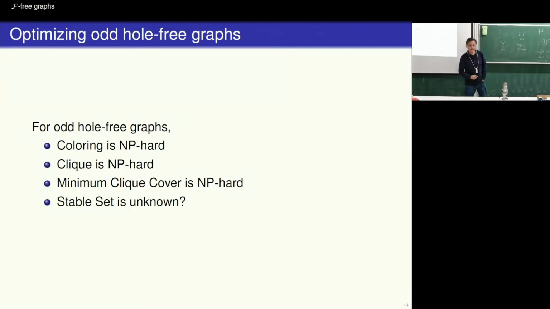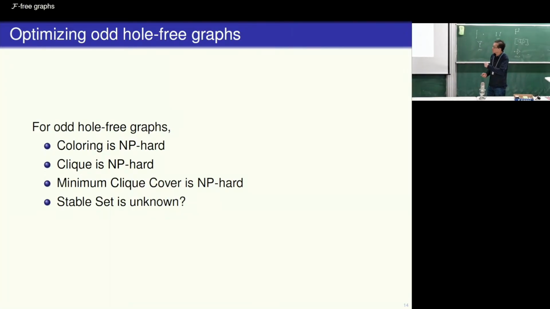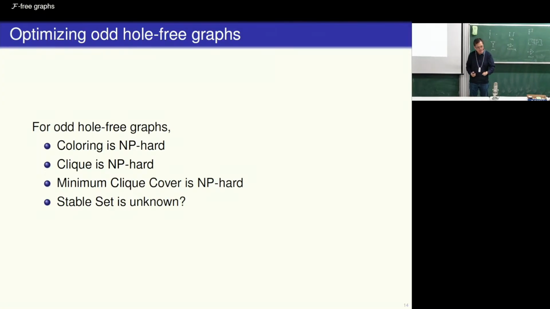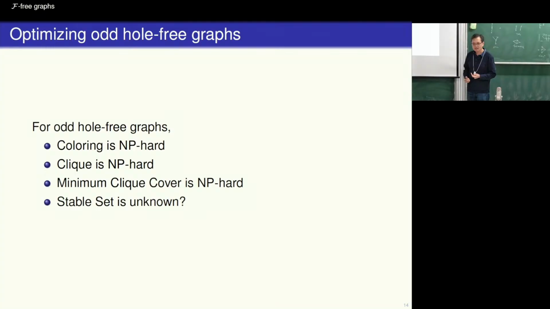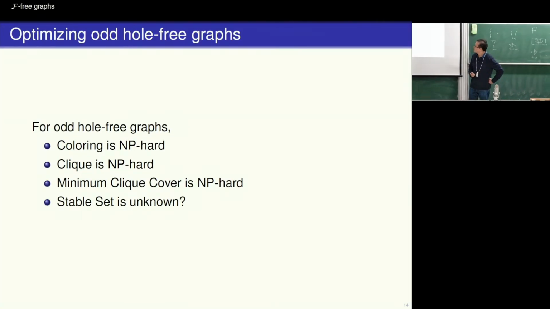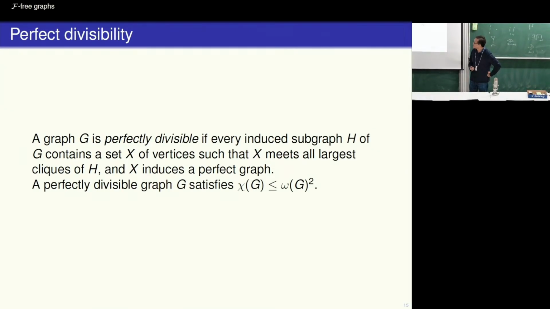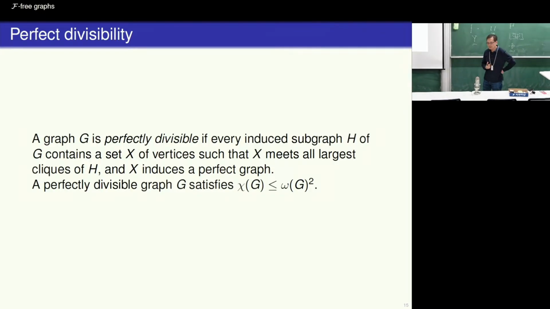So for odd hole free graphs, coloring is NP-hard. Finding a largest clique is NP-hard. Finding a minimum clique cover is NP-hard. This is from previously known results. But the stable set problem is unknown. I mean, finding the largest stable set in the graph is unknown. Okay. And actually, there is even a stronger structural property that may work in this case.